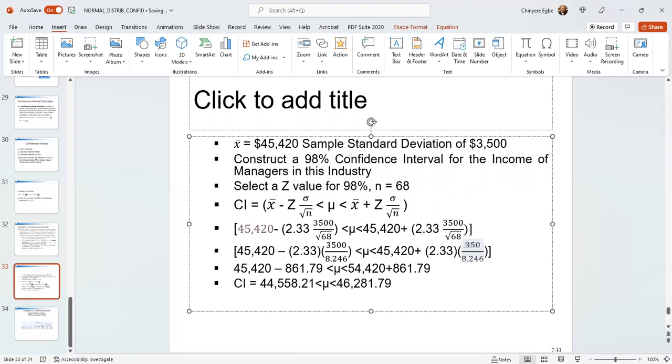I don't know what happened here. We're using figures that come from the blues. Okay? All right. So this is our calculation. All right.